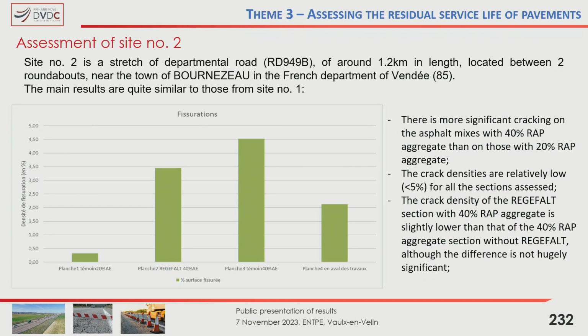other elements. Next, I'd like to talk briefly about site number 2. This was a stretch of departmental road. Here we had 4 sections, one with 20% of wrap aggregate, one with 40% of wrap aggregate. You can see that there are differences in terms of the cracking. There's more cracking here with the 40%, a lot more than with the 20% of wrap aggregate.